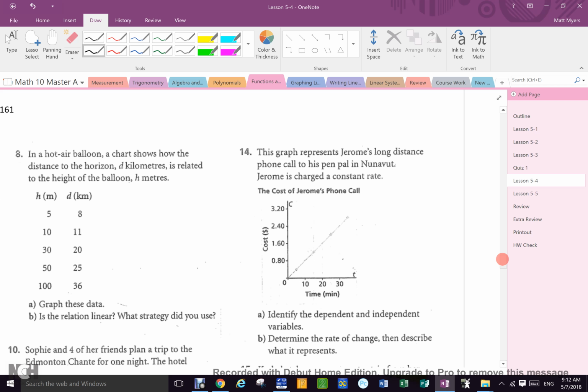Tomorrow is quiz 1. Quiz 1 is on independent variable, dependent variable, domain, and range. Okay? Tomorrow is May what? 8th? Yeah. May 8th. Quiz 1. IV. DV. Yeah. Domain. Range. And everything to do with that. So is this a function or is it a relation? Because that matters to domain and range, right?